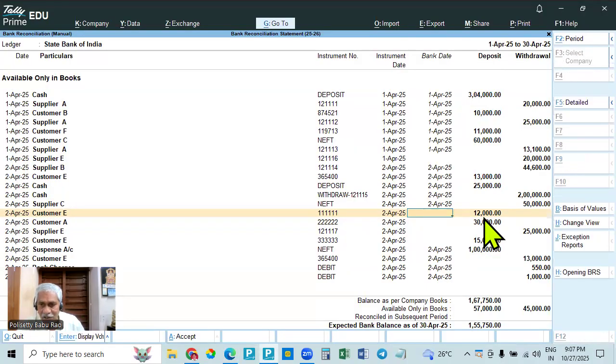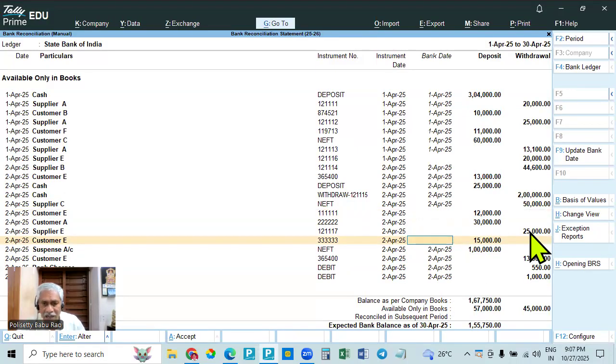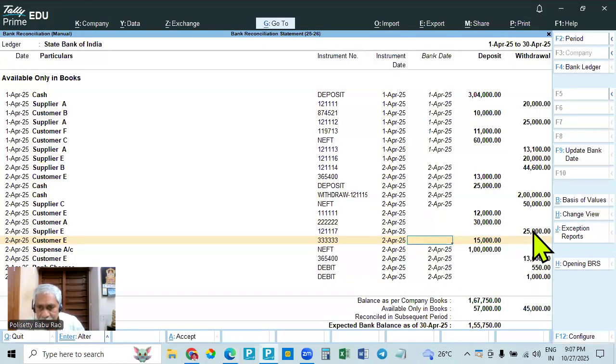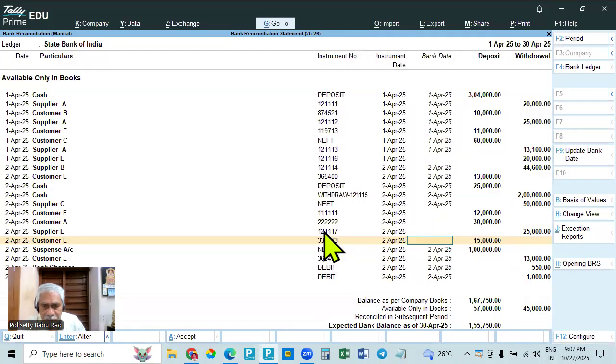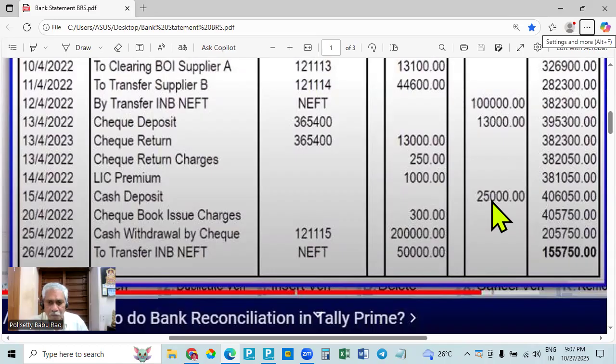And 30,000, it is also not available. And then 15,000 rupees, it is also not available. And 20,000 rupees, and 15,000 rupees we deposited. This is deposit, this is deposit, this is deposit. And this is withdrawal, 25,000 cash, 20,000. This is 25,000 rupees.